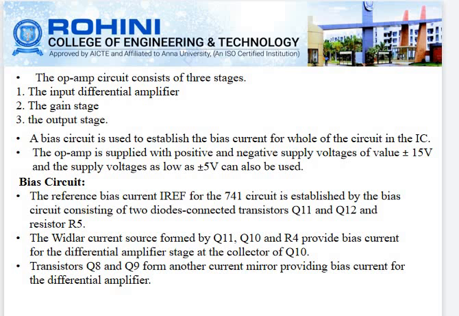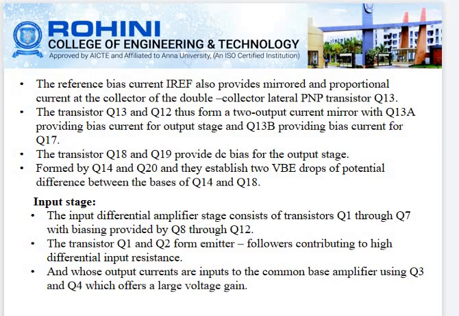Bias circuit. The reference bias current I reference for the IC741 circuit is established by the bias circuit consisting of two diode connected transistors Q11 and Q12, and resistor R5. The Widlar current source formed by Q11, Q10 and R4 provides bias current for the differential amplifier stage at the collector of Q10. The transistors Q8 and Q9 form another current mirror, providing a bias current for the differential amplifier.